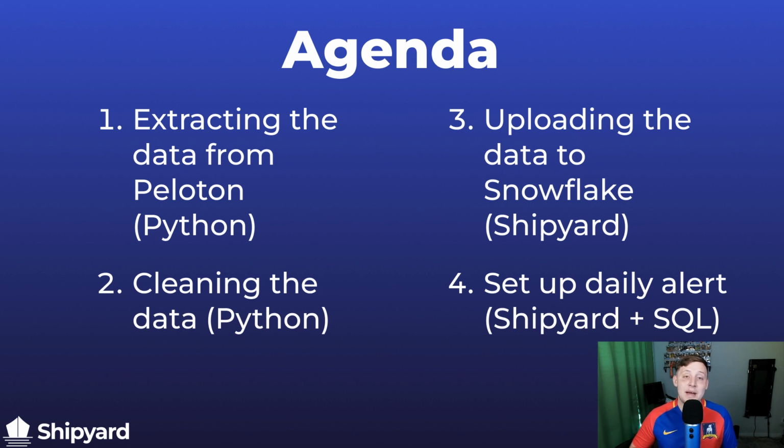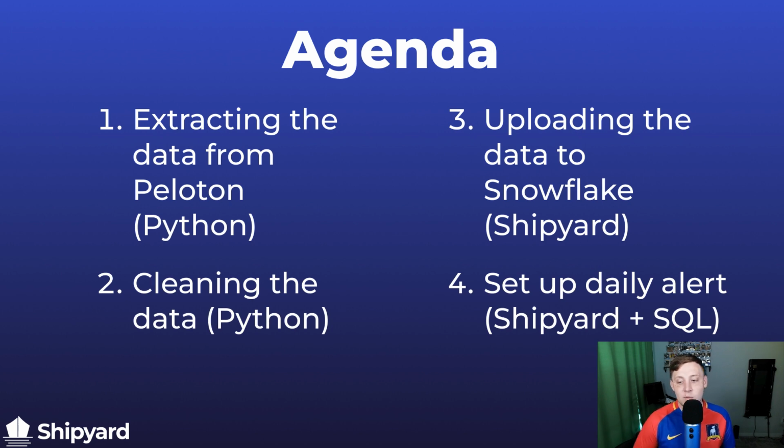After we get the data from Peloton, the second step is we're going to clean that data. There are some anomalies in the data that we need to take care of, so we're going to take care of that using Python and Pandas as well. Next, inside of Shipyard, we have a blueprint that allows you to upload a CSV into Snowflake as a table. So we're going to do that.